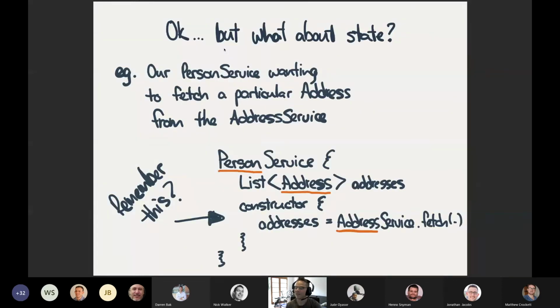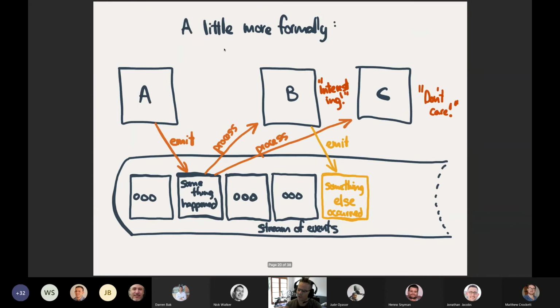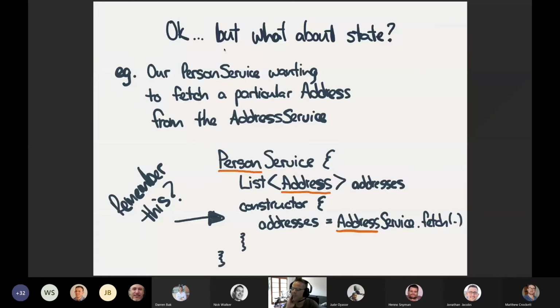Okay, but what about state? Our person service wanted to fetch addresses from the address service, so how does that work? Remembering that, I don't know if it maps into this diagram perfectly, but these guys want to make changes to addresses, but they also want to be able to fetch addresses from that service. So how does that work? There's a reminder of that piece of code. Remember that, right? So how is this going to work now?